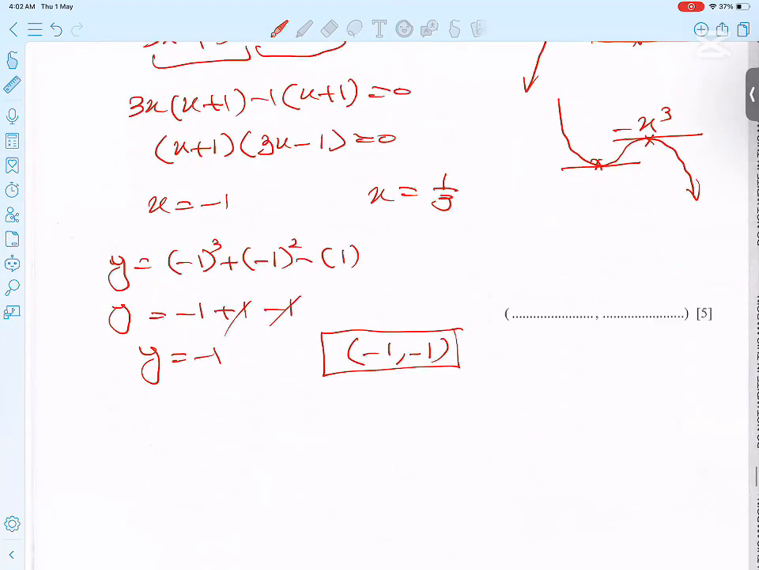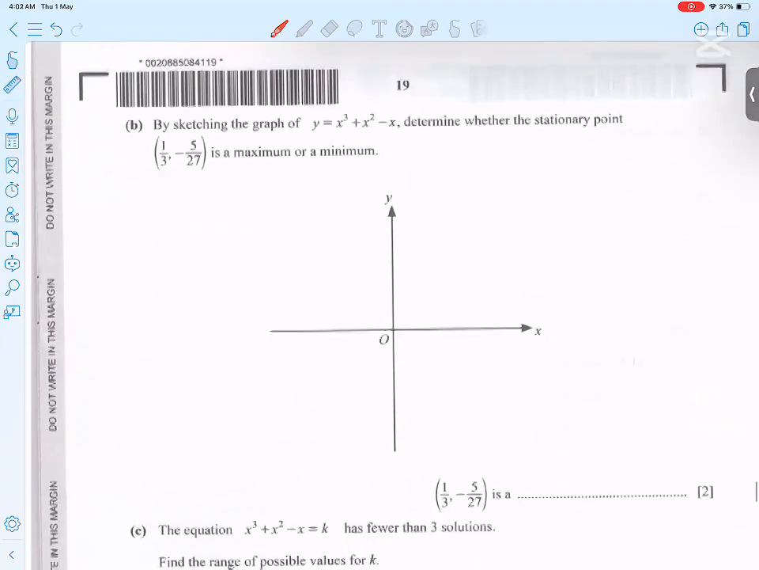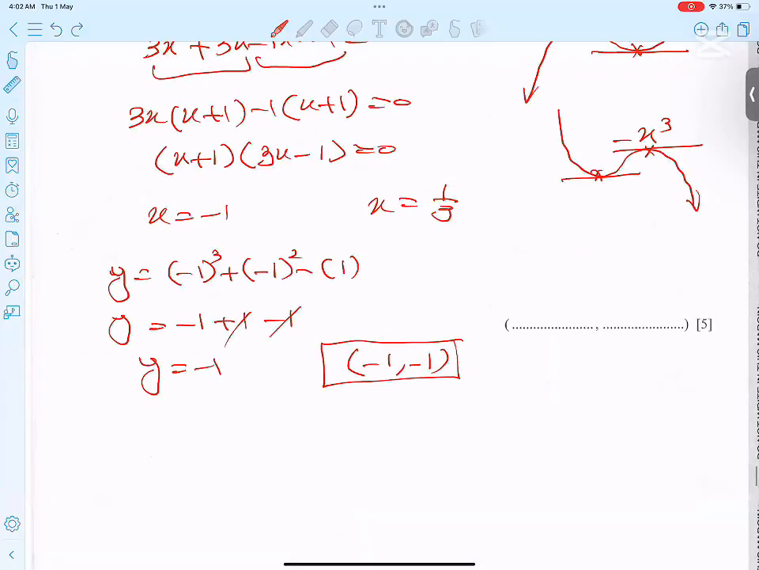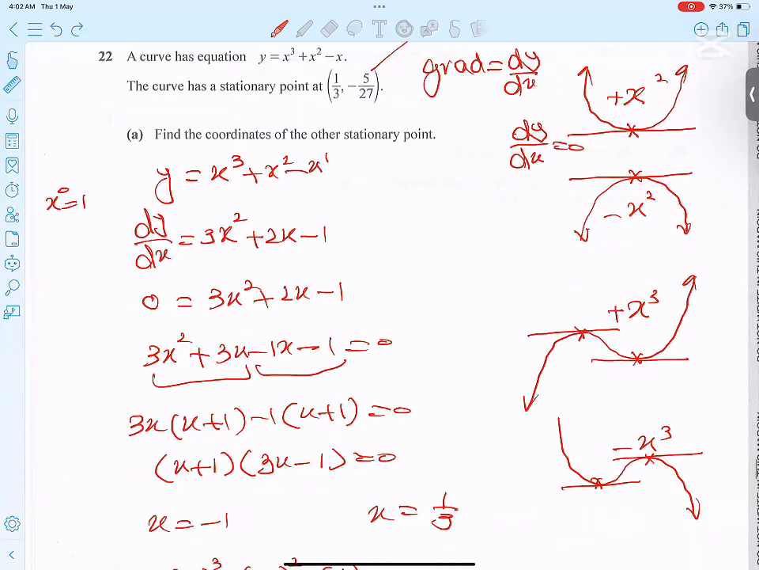Let's go for the next part, sketching the graph of this. The previous part I discussed before is very important. These four graphs are very important for us. When x cubed is positive, we have this kind of curve. When negative, we have this kind of curve. But we have positive, so the curve will come from here and then turn back downwards.